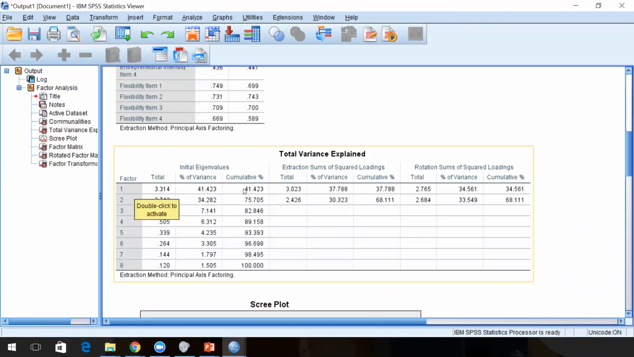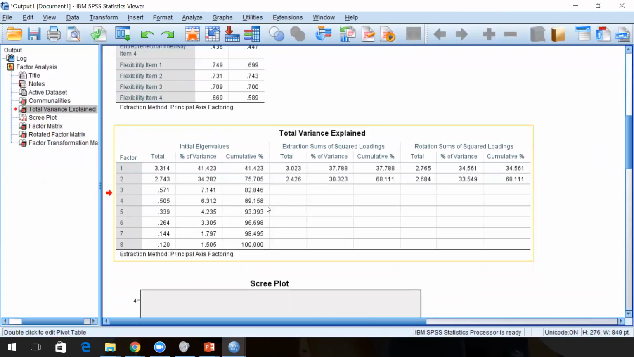With a 1-factor solution, it gives us certain eigenvalues, which we haven't really gotten into. But the interesting thing is percent of variance explained, which is 41.42%. That's pretty high. The second factor adds another 34.28%, which gives us a total of about 75. Adding a third factor does help a little bit, but not all that much.